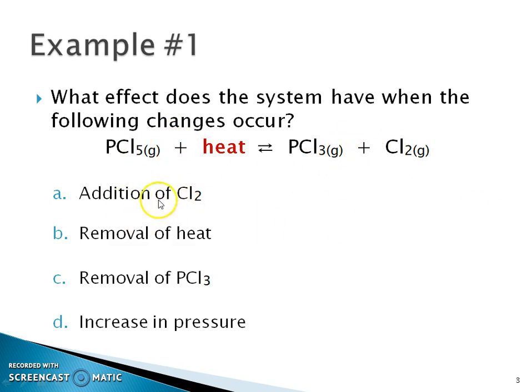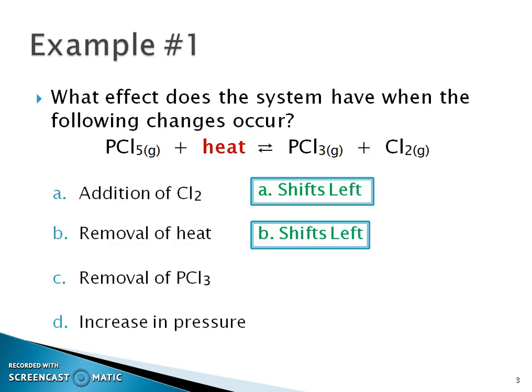Okay, if we're adding Cl2, if we're adding chlorine, that means I'm going to shift to the left to get rid of it. So shifts left. Heat, now that heat is a reactant. If I remove it, I'm removing the heat. That means I'm going to want to shift to replace it. It's also going to shift to the left.